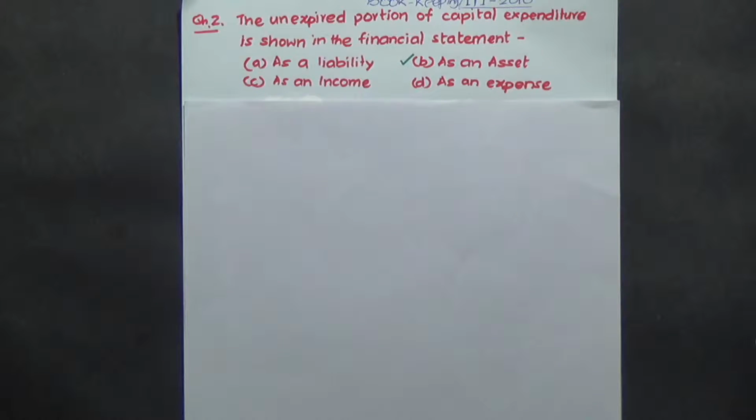Question number 2, ITI Paper 2 Examination 2010. The unexpired portion of capital expenditure is shown in the financial statement. Option A as a liability, option B as an asset, option C as an income, option D as an expenditure. So we observe quite a few things here now.